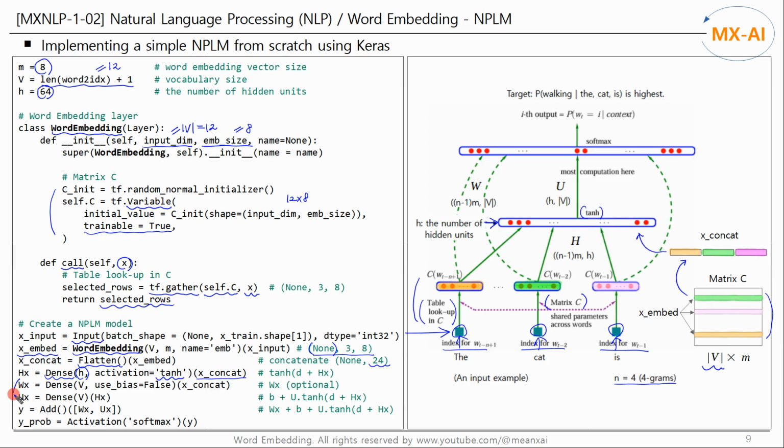Next, we create the residual layer and the output layer. The number of neurons in this layer is V, i.e. the vocabulary size. The tensor X concat is input to the residual layer, and the output of the hidden layer is input to the output layer. Add the output of the residual layer and the output of the output layer. This is the final output layer. Apply the softmax activation function to this output. This then outputs the conditional probability given the input sequence for all words in the vocabulary.